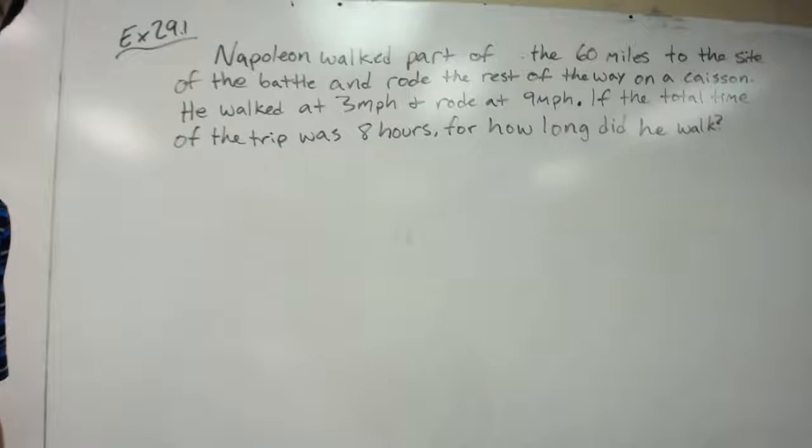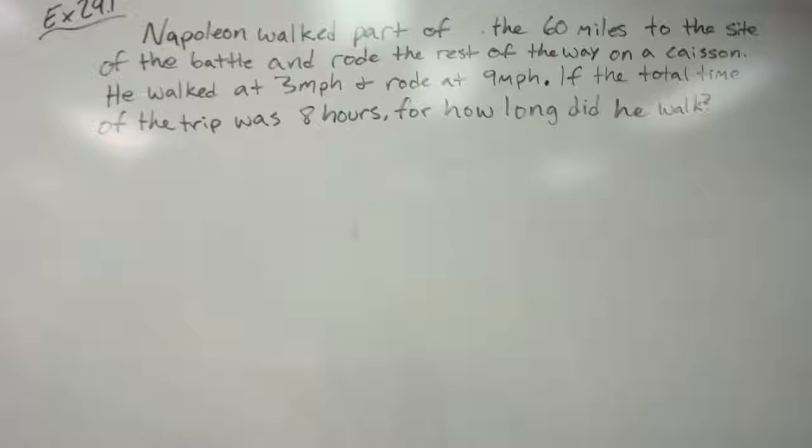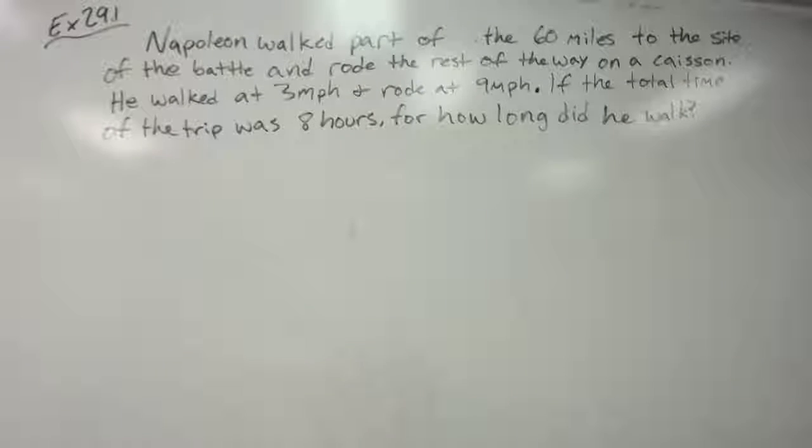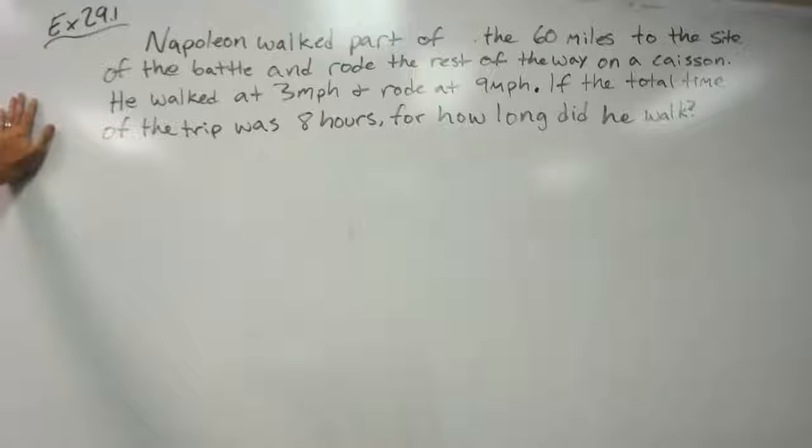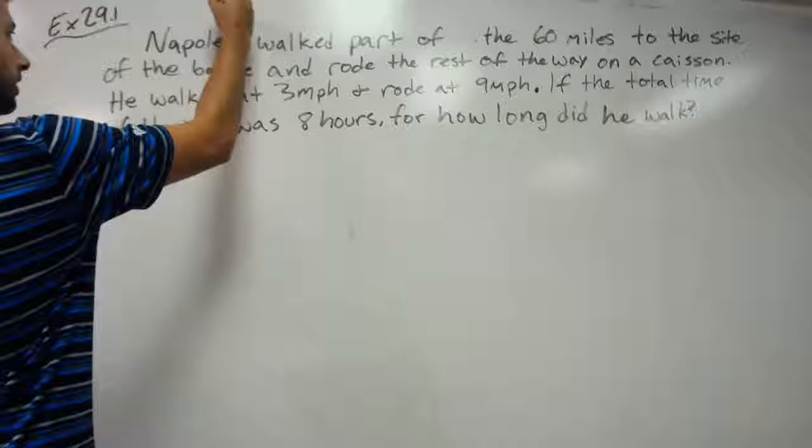Example 29.1. And we're going to find some clue words that we need to look for in order to solve. It says, Napoleon walked part of the 60 miles to the site of the battle and rode the rest of the way on a caisson, whatever that is. He walked at 3 miles per hour, rode at 9. The total time was 8 hours. How long did he walk? Okay, let's look for some clue words.